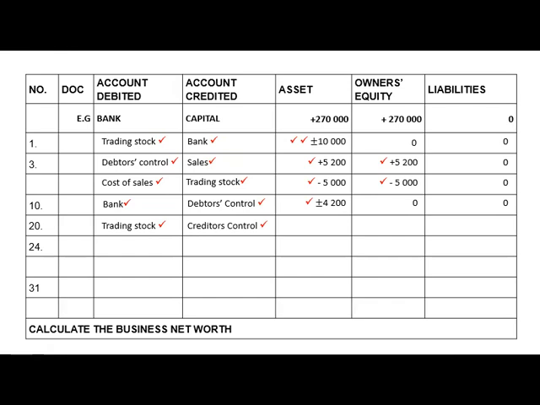Under assets, you'll have plus 5,100. Under owner's equity, you'll have 0 because we purchased these goods on credit. It falls under liabilities because we as the business are the ones that are owing somebody else. So under liabilities, you'll have plus 5,100.